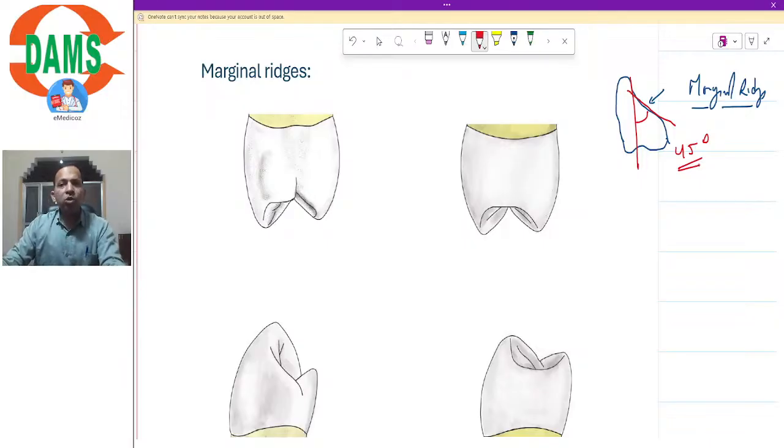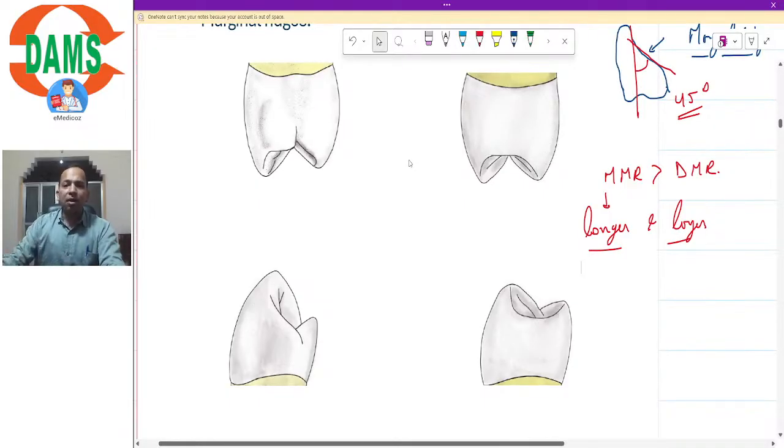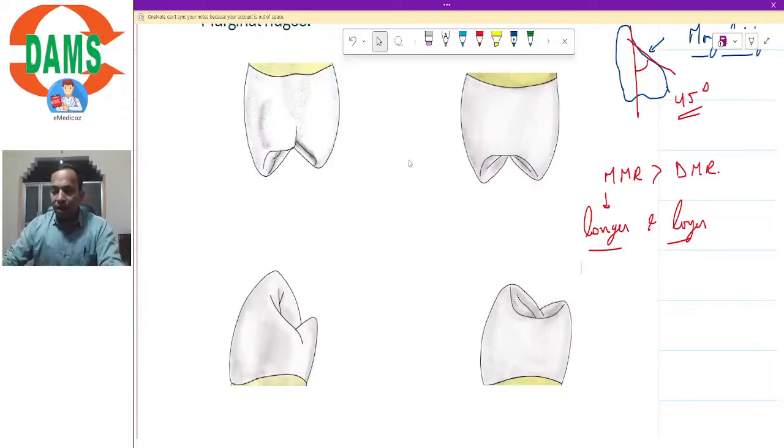And the same rule holds good for the posteriors as well, right? So even in the posteriors or in the premolars, the mesial marginal ridge is longer and larger than the distal marginal ridge, right? So the mesial marginal ridge is longer and larger than the distal marginal ridge. So here in this picture, you can see the mesial marginal ridges, or you can see the mesial view of all these teeth.